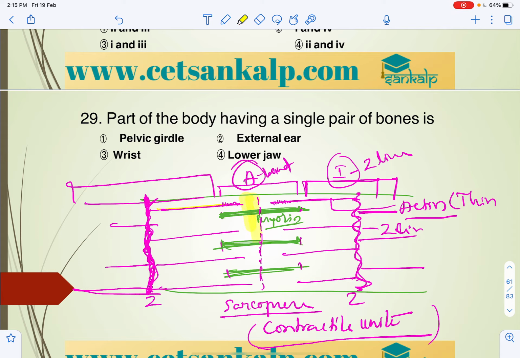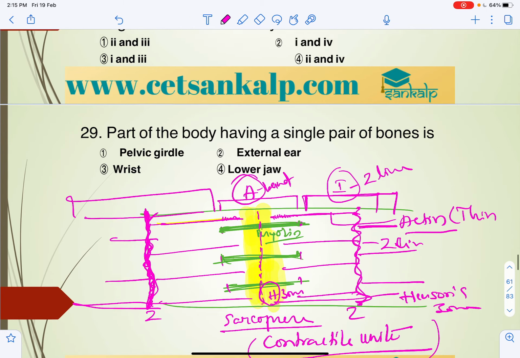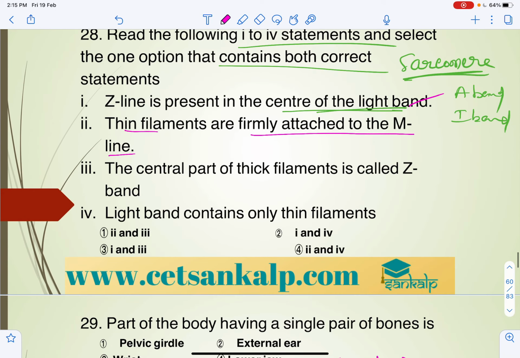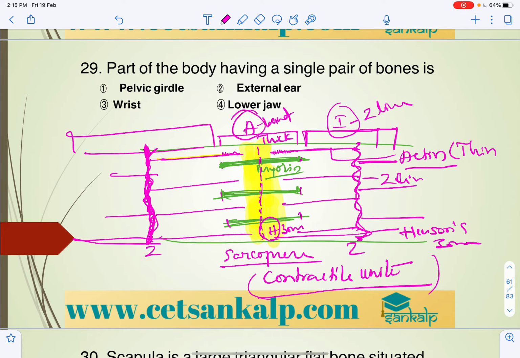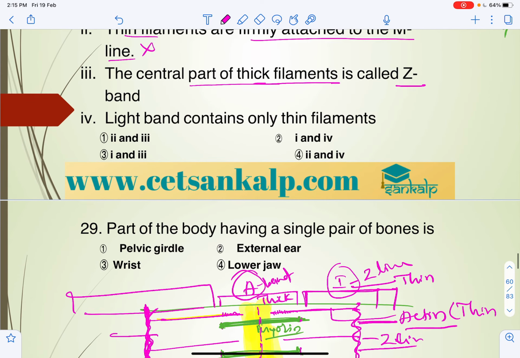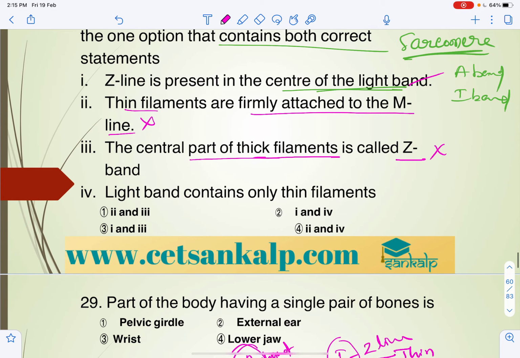So this zone, where there is no overlap of myosin and actin, is called the H zone, which is also called Hensen's zone, right? So this statement, that it is not attached, is wrong. The center part of the thick filament, thick filament means myosin. Myosin is thick, actin is thin, that is the I band is thin. So this is also wrong. The central thick filament is actually the M line, not the Z line.